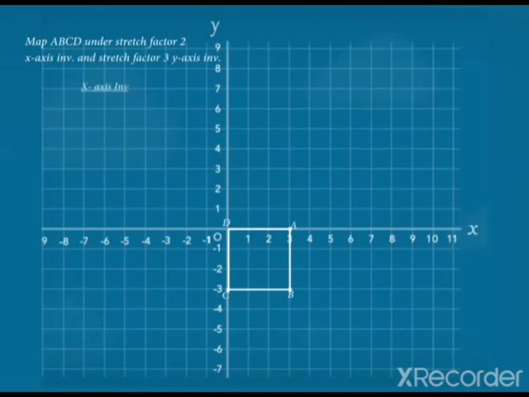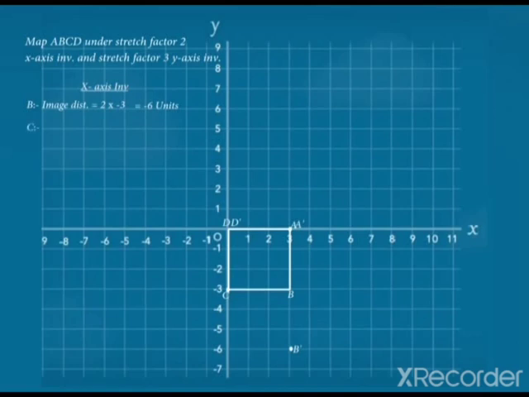In this case, the image is below the invariant line, and so the object distances are negative. Also, points A and D lie on the invariant line, and so they won't change. Point B. Distance from the invariant line is -3. M is 2, so image distance is -3 times 2, which is -6. So we move 6 units downwards.